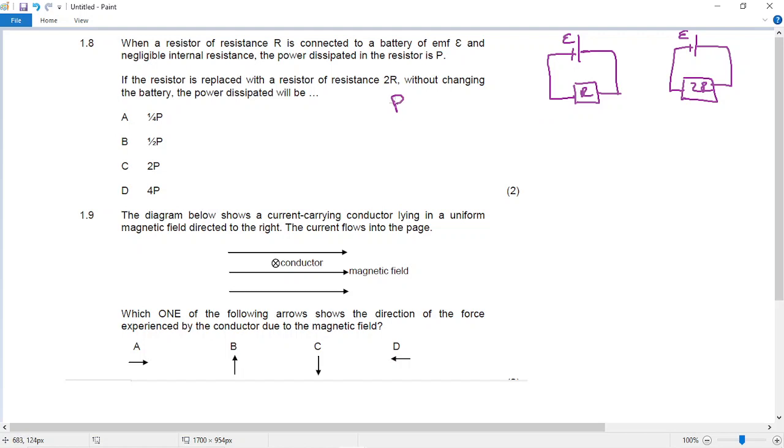So we must first think of what is a power formula. Power equals VI, okay?